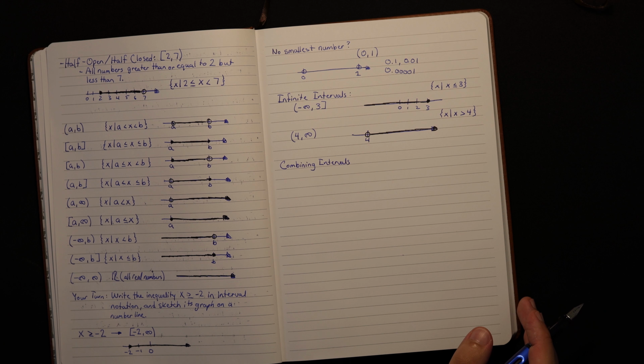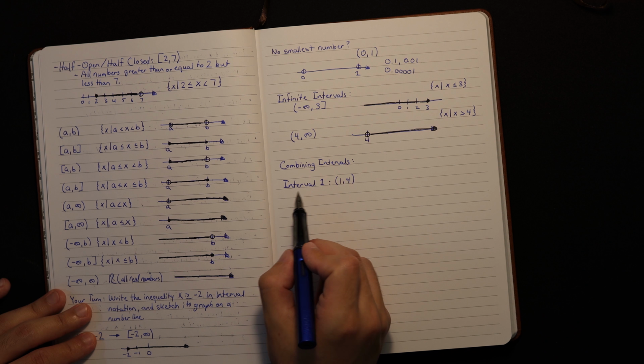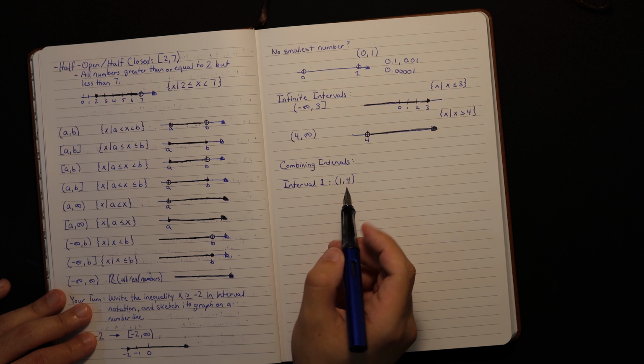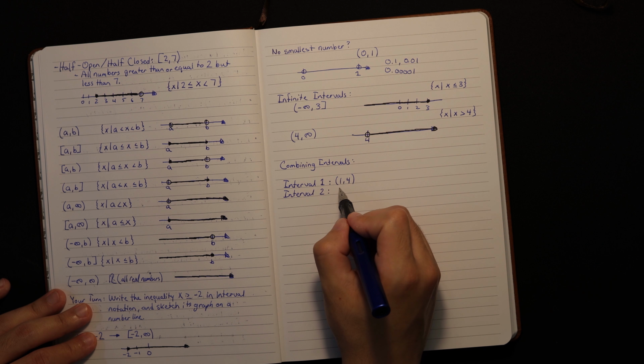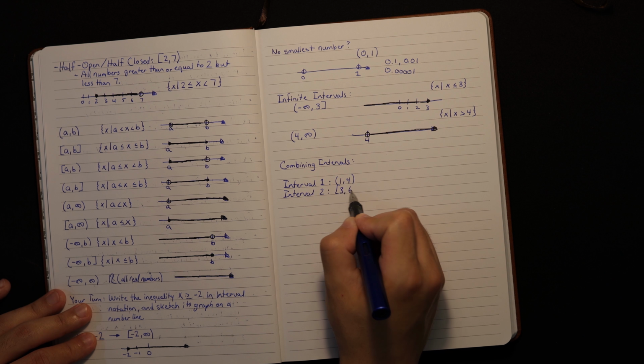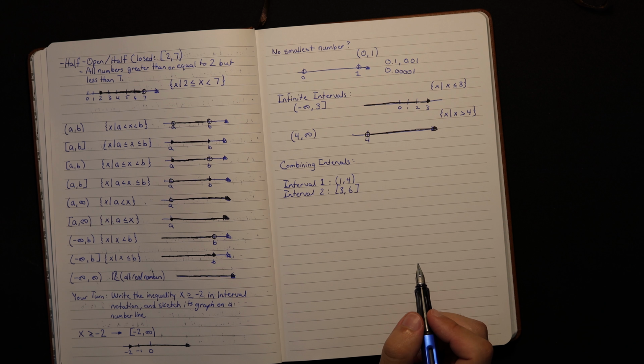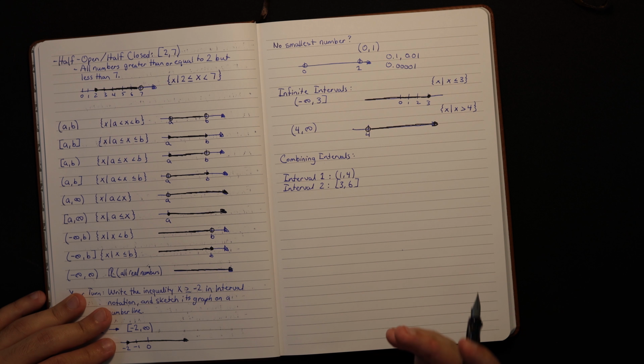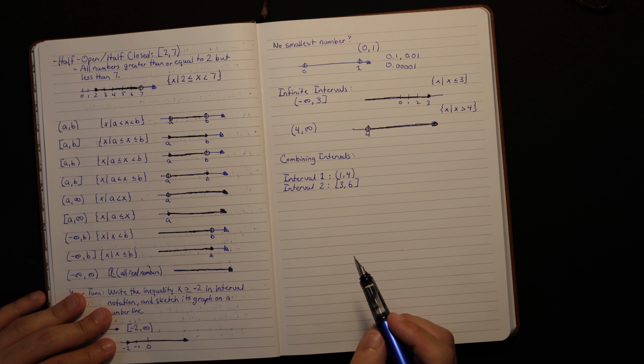Just like with finite sets that we talked about at the beginning, we can also perform union and intersection operations with intervals. Now let's say we have two intervals. Interval 1 will be an open interval, (1, 4). Interval 2 will be a closed interval, [3, 6]. Now let's find their intersection, or where they overlap. It's best to do this by drawing out the graph of each one.